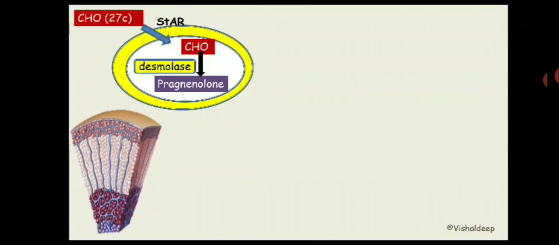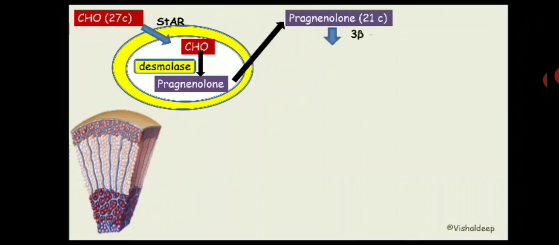Now we already know what desmolase does. Desmolase cuts the bond between the 20 and 22 carbon. It is also known as 20-22 lyase. Once the pregnenolone is formed, pregnenolone will eventually exit the mitochondria and enter inside the smooth endoplasmic reticulum or cytoplasm. That is not important. Just remember that pregnenolone will eventually be exposed to the first enzyme that will dehydrogenate at the third carbon. That enzyme is known as 3-beta dehydrogenase or 3-beta hydroxysteroid dehydrogenase.